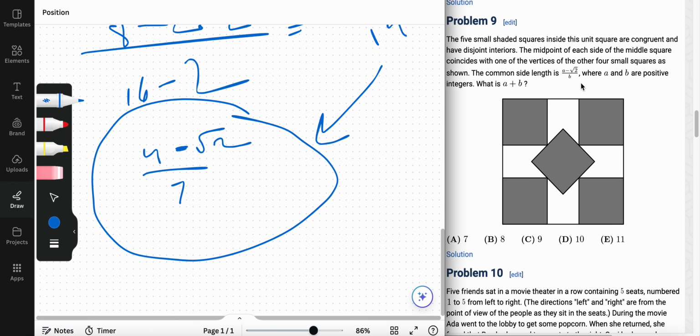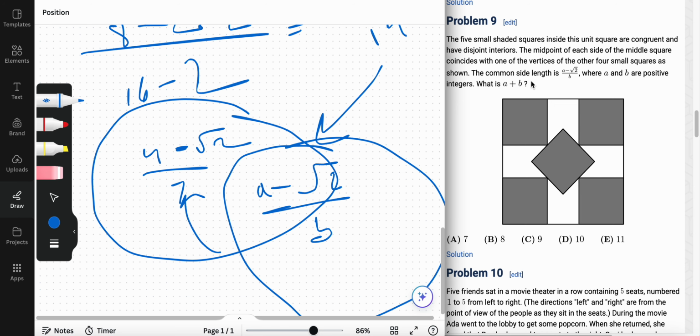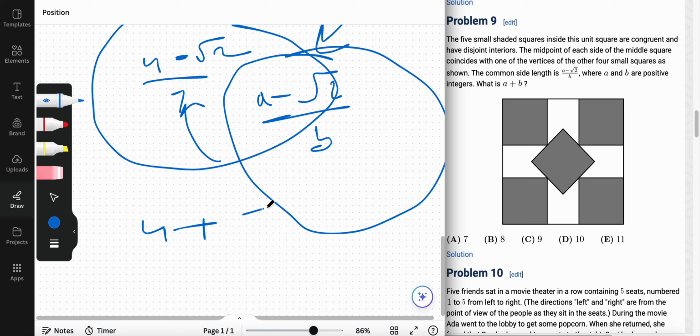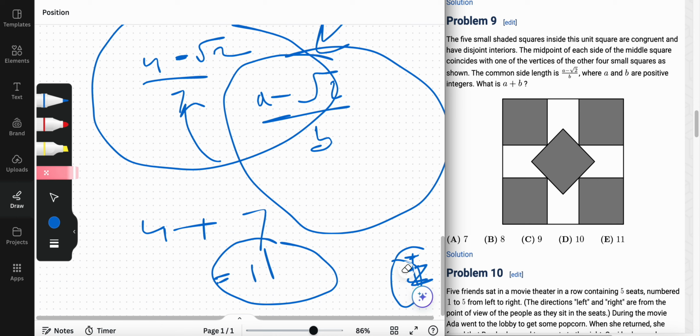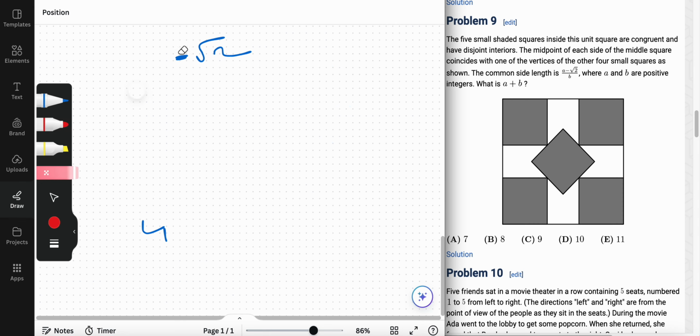Okay, what's the question asking for? Okay, great. So we got it in this form now. It's fully simplified. Basically, what I'm trying to find is a plus b. So 4 plus 7 equals 11. E. Okay, we're done with that. Okay, that does not look like an E. Okay, E. Great. Okay, let's erase all of this.